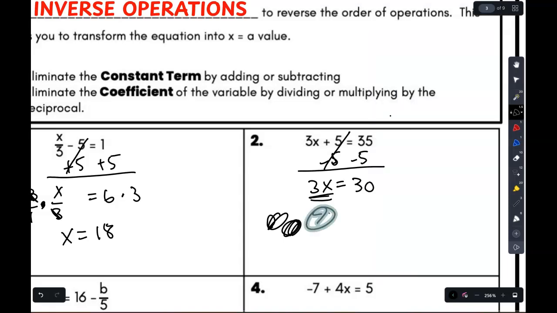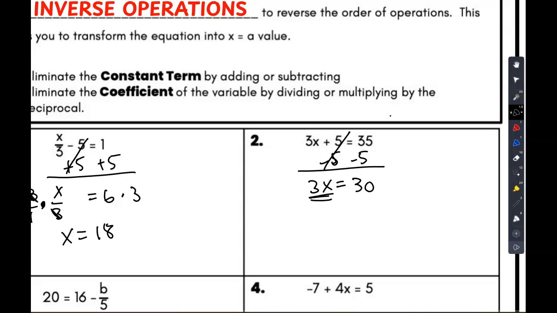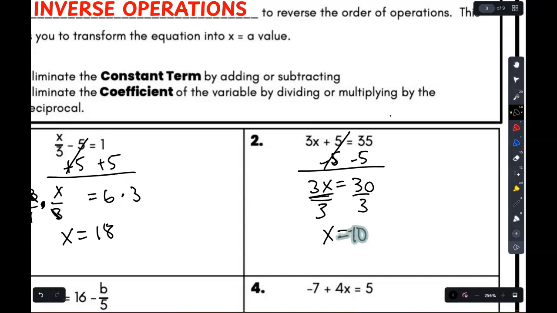Alright, had a little glitch here. Let's see if I can fix that. Alright, I'm going to divide by 3. And x is equal to 30 divided by 3, which is 10. Not negative 10, just 10.